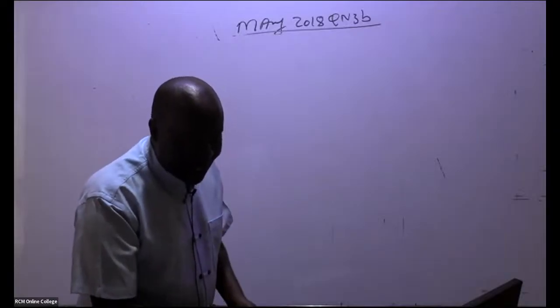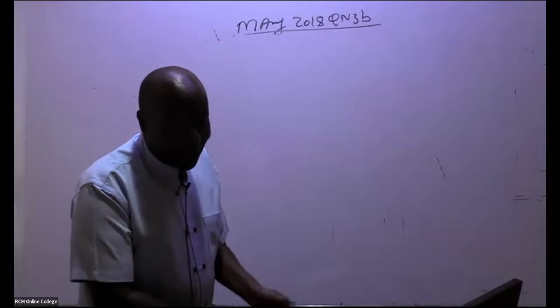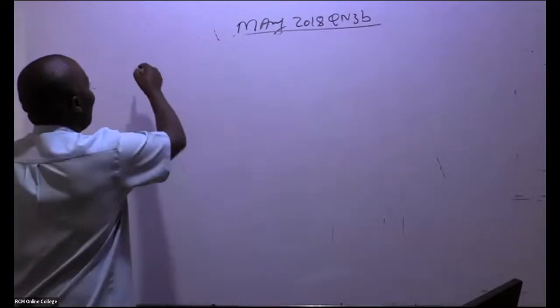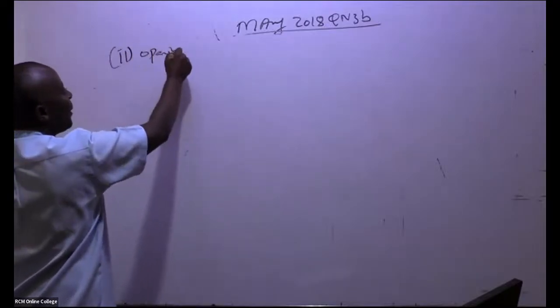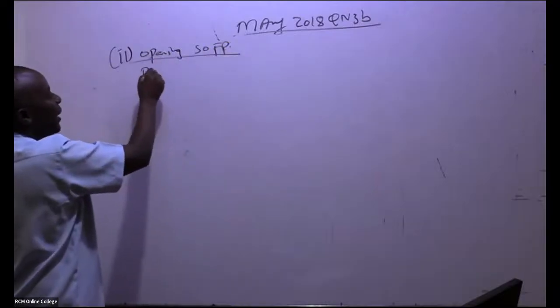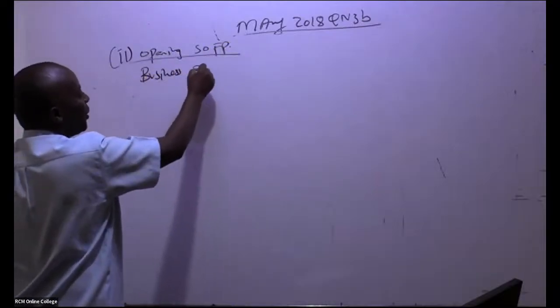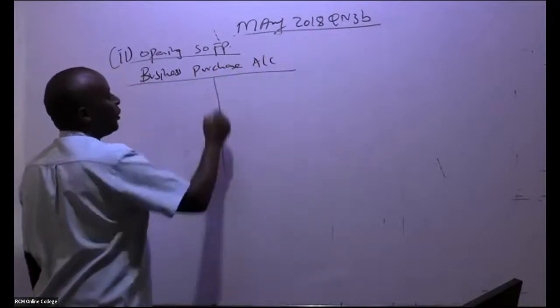Business purchase account is also known as the purchasing account. So this is number 2, where they want me to do the opening statement of financial position. But first, I'm doing a business purchase account.